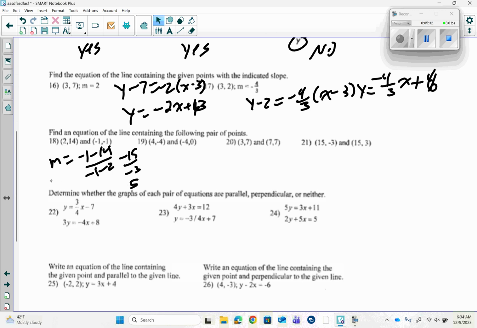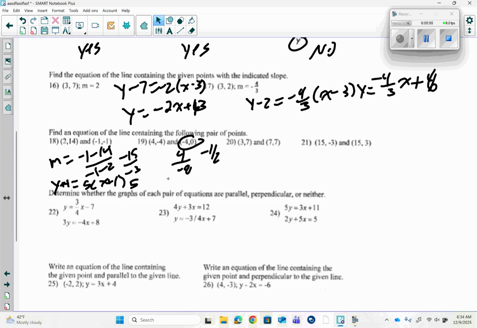Then pick one of the sets of points. So I'm going to get y plus 1 equals 5, x plus 1. And solve that, just multiply over by 5, and subtract 1. Find the slope of this one. So I'm going to get 0 minus 4, which is -4, over -4 minus 4, which is -8. So we have a slope of -1/2 here.